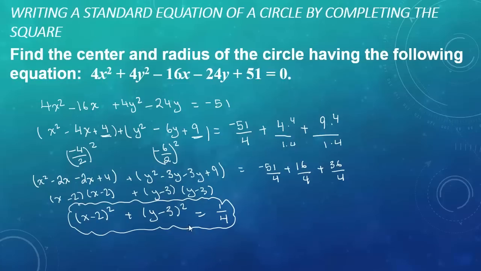From this, I can figure out what my center is. My center is the opposite of negative 2, which is 2, and the opposite of negative 3, which is 3. And then my radius is the square root of 1/4, which is 1/2.